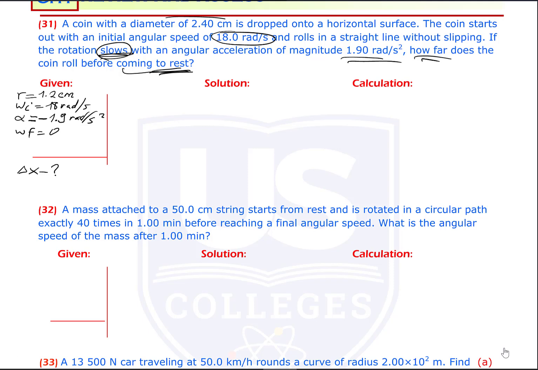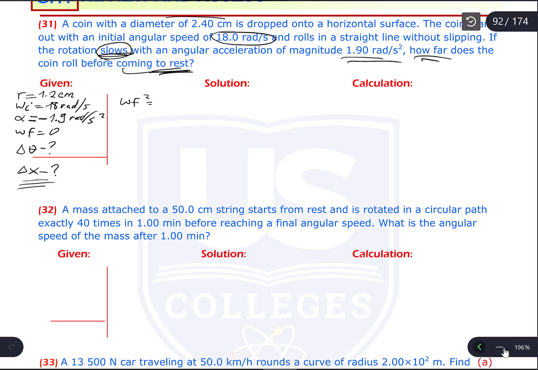As you see, this question is the opposite of the previous question. Now, the quantities given in the question are angular quantities, but the quantity asked for is a linear quantity. So if I want to calculate delta S, I have to first calculate delta theta. From delta theta, I will pass to delta x. So I will again use the fourth kinematic equation. Here, omega final squared is equal to omega initial squared plus 2 alpha delta theta.